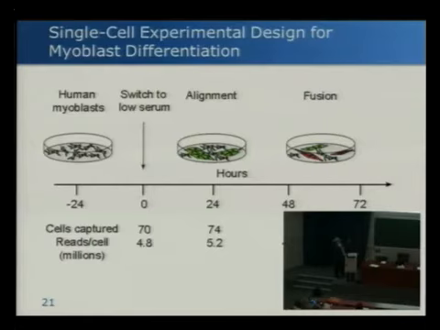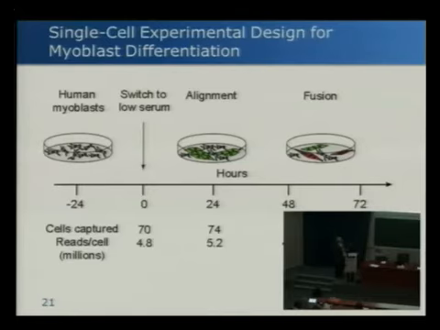The developmental process they looked at was myoblast differentiation. So they started with primary human myoblasts. This is a process that's been studied for at least 30 years. By switching to low serum, you can induce these myoblasts to differentiate. Eventually, they'll actually generate twitching cardiac muscle cells.